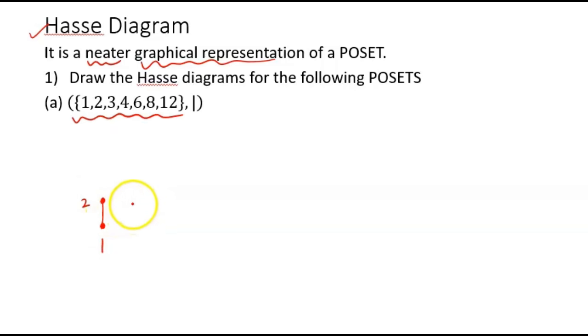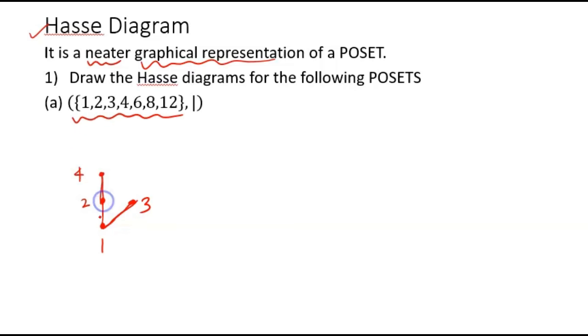Second point is that I have an element 3 over here, so I can join 1 to 3, right? So I can join 1 to 3 in the vertical direction. Now we have the element 4, so let me write the element 4 here, and since 2 divides 4, I will join 2 and 4.